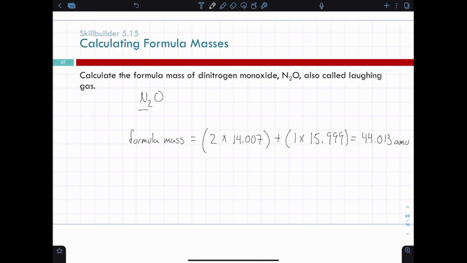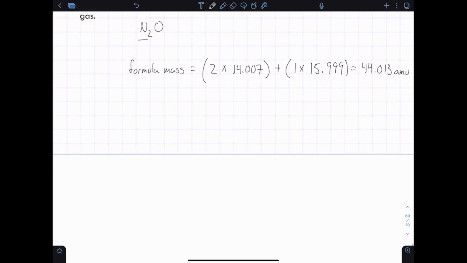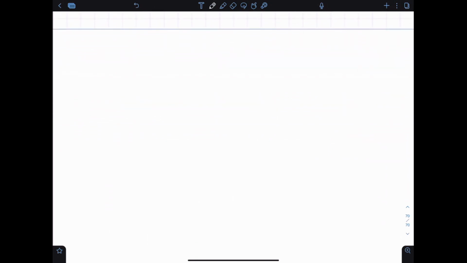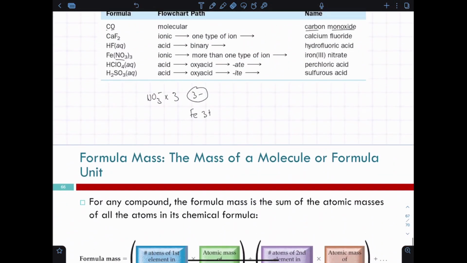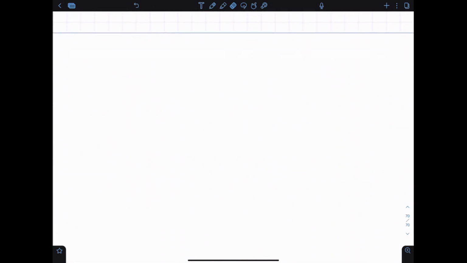Yeah, I could do another formula mass. Let's do something a little more complicated. Let's do iron(III) nitrate. So if we have Fe(NO3)3.